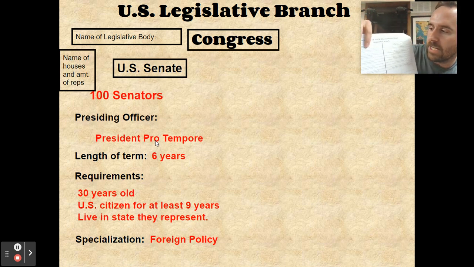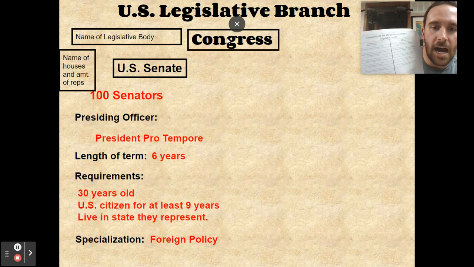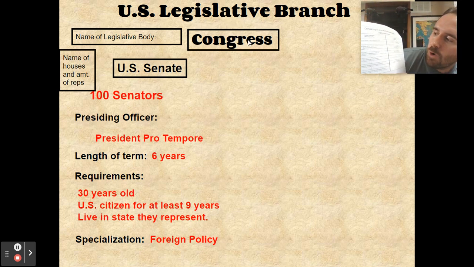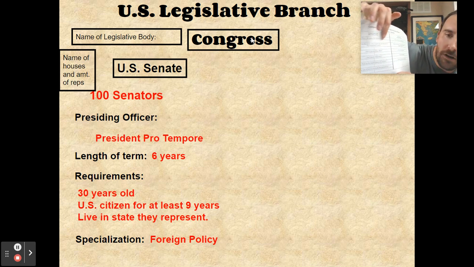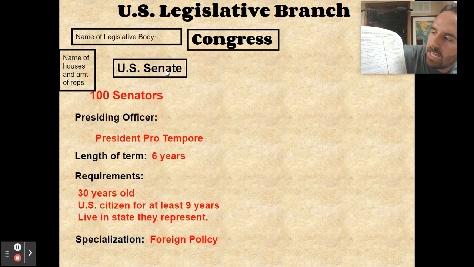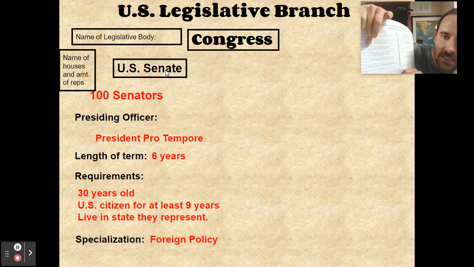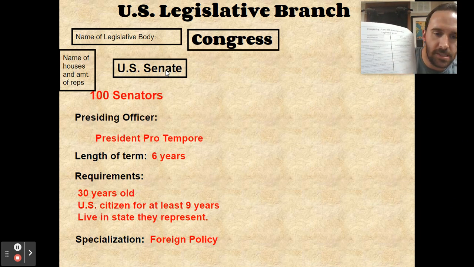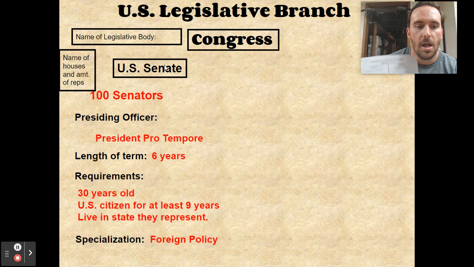Okay, so the first thing that you're going to write down at the very top, it says, what is the name of the legislative body? It is Congress. Congress is the name of the legislative body that we're going to write down there at the top. And then right under that, it says, what are the names of the houses and the amount of representatives in each? For that, we're going to write down U.S. Senate in the left half of the left side of the page, and we're going to write U.S. Senate and 100 senators, or just 100 people.